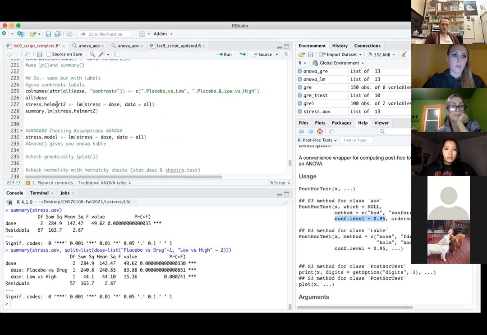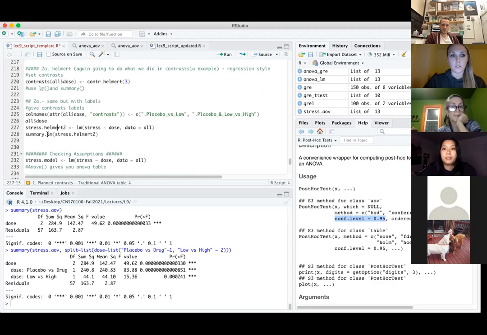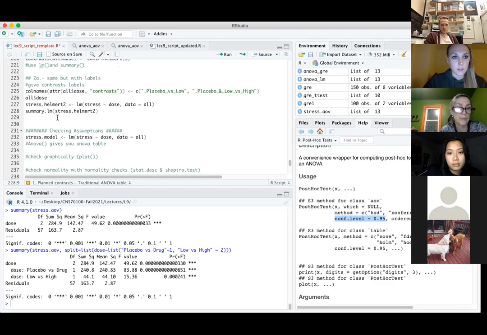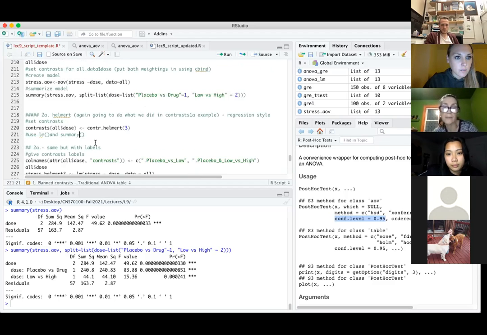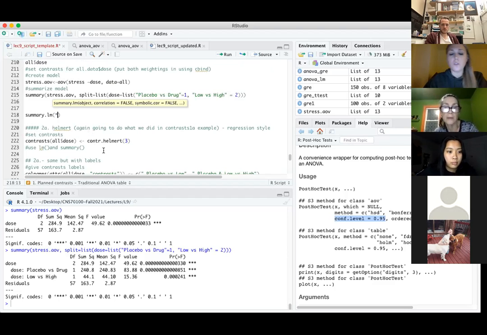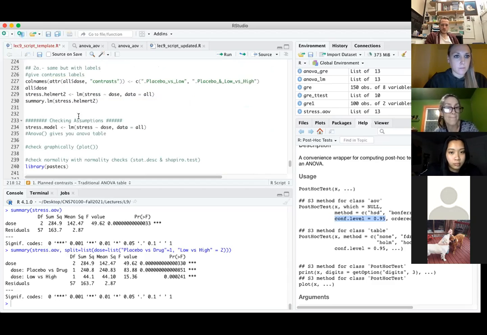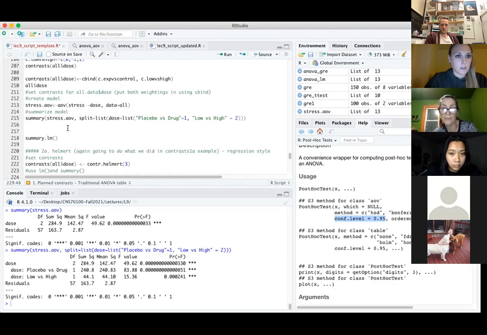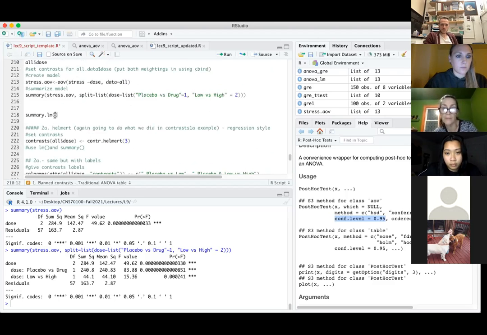All right, so same thing, you can also do this with the LM statement as well. So for example, I'm going to show you here. Sorry, I lost my place here. Okay, so if I did summary.lm, summary.lm is also another option that you have. So I'm actually going to do this. I'm just going to grab this here. Okay.